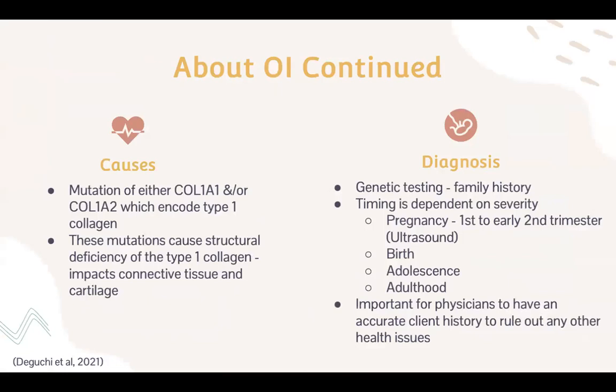Diagnosis can be done by genetic testing, which can be due to family history. So, parents having a child, one of the parents may have a family history of OI, and that would be a reason for getting a genetic test done. Timing is dependent on the severity. It can be diagnosed through pregnancy, first and early second trimester with an ultrasound. It can be diagnosed after birth, in adolescence and adulthood. It's very important for physicians to have an accurate client history to rule out any other health issues and to ensure that it is in fact OI that they're being diagnosed with.